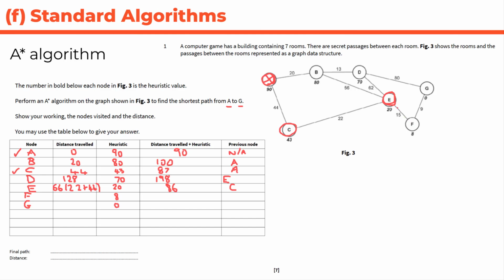And then I've got F down here. Now F hasn't been visited. So E's cost, again, was 66 plus the 15. 66 plus 15 is 81. Plus the 8 gets you 89. How did we get there? We got there via the E node.